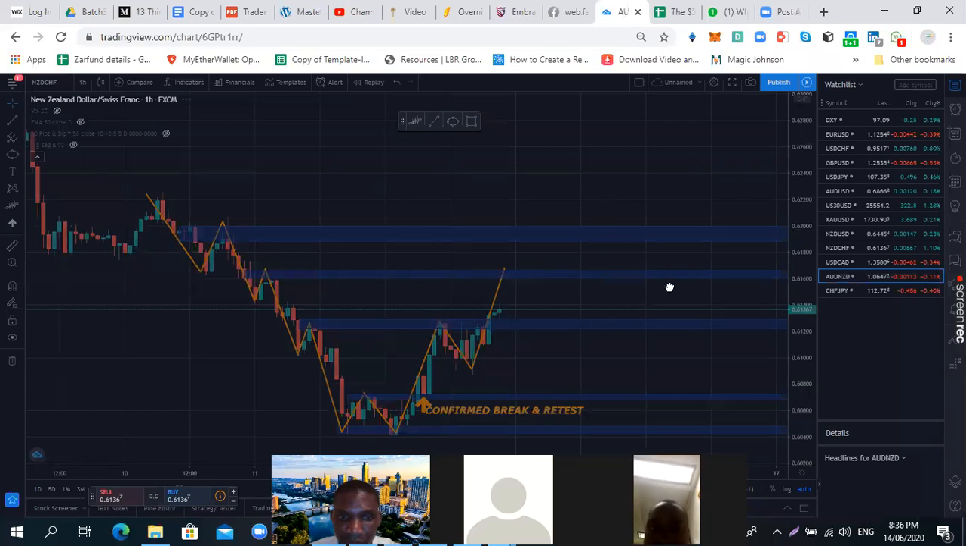Okay, so let's look at this pair. This is AUD-NZD, and so we're looking to trade AUD-NZD, right? But what we'll do is we need to identify the trend using market structure. That's when we will know how we will trade.